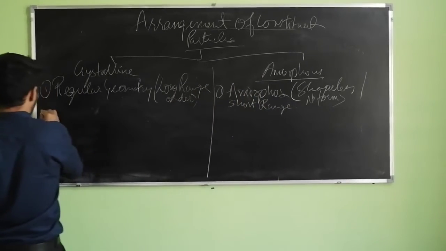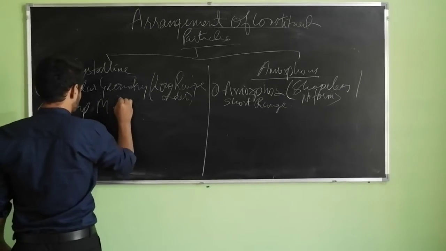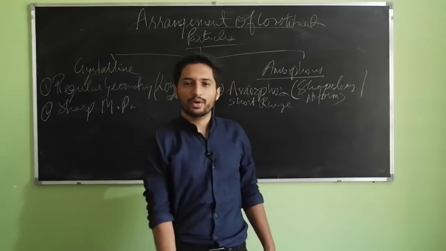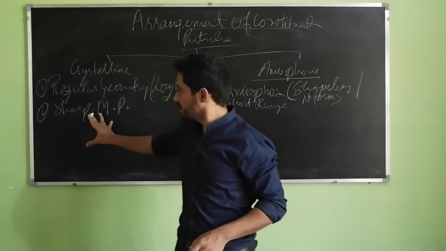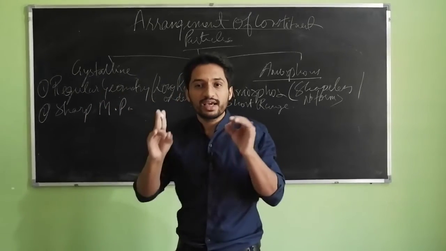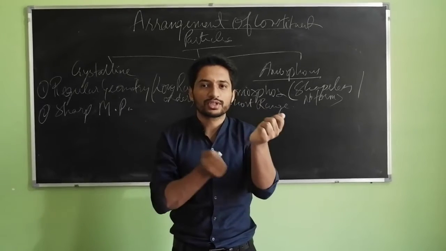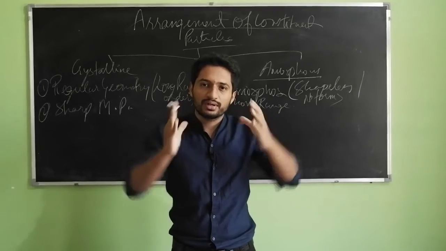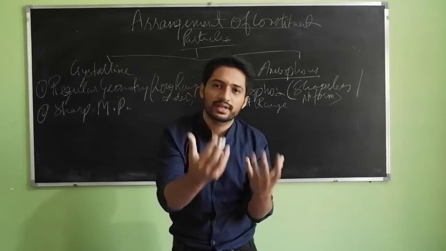Alright, now the second point that we have is they have a sharp melting point. The question is, why do they have a sharp melting point? They have a sharp melting point because they have regular geometry. Since they have regular geometry, the strength of each bond that we have is almost similar. You can say same, because the structure is regular. So bond length is same, so the bond strength is same.